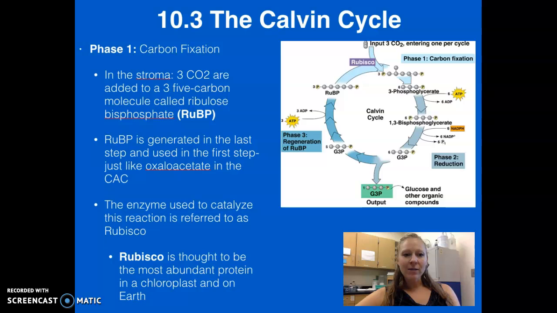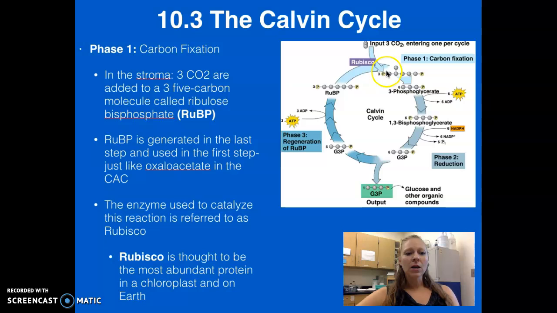So let's go back to phase 1. Phase 1 is occurring in the stroma, and there are 3 carbon dioxides. So if we follow this process here, there are 3 carbon dioxides going into this process. Sometimes the book talks about going around in laps, and it'll take 3 laps. I don't want you to think about this like laps. I want you to think about it for 3 carbon dioxide molecules going into this process.